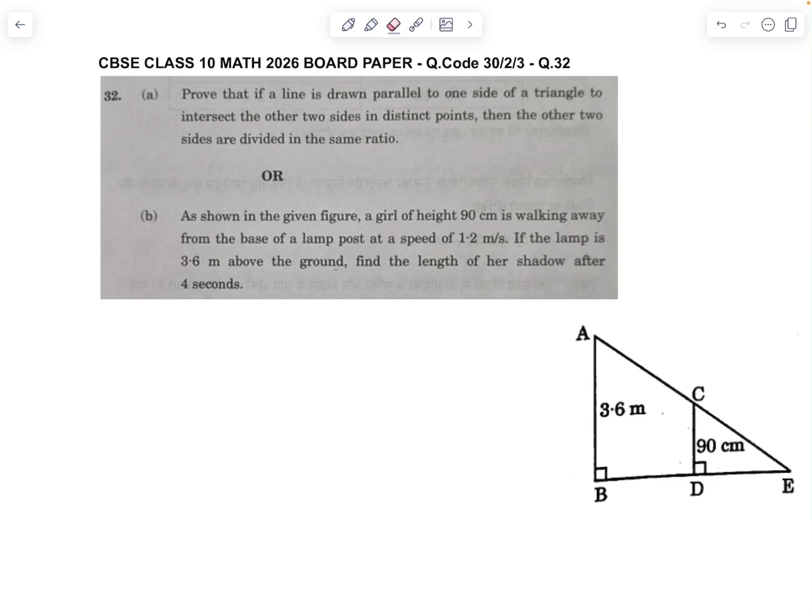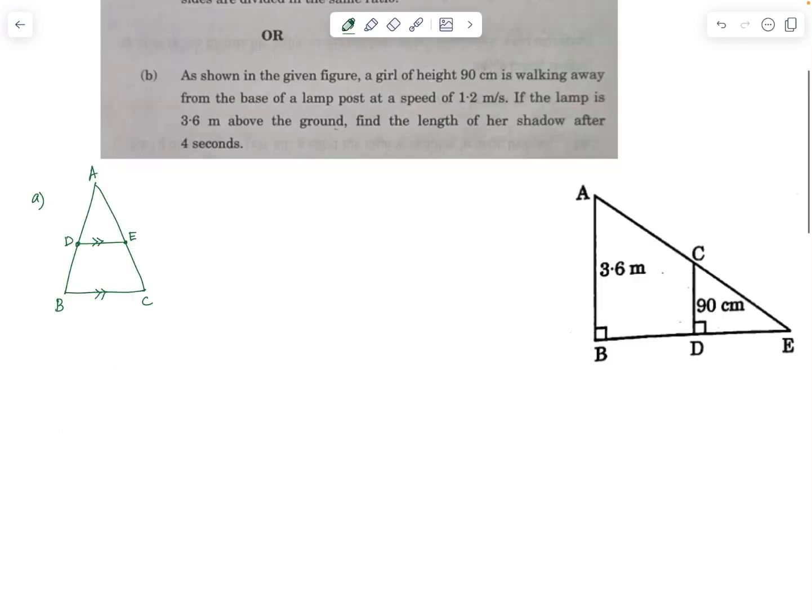a triangle to intersect the other two sides in distinct points, then the other two sides are divided in the same ratio. Let's draw the triangle ABC. A line is drawn parallel to one side of the triangle. Let us draw a line DE which is parallel to BC. The line DE intersects AB at D and AC at E. We have to prove that AD upon DB is equal to AE upon EC.